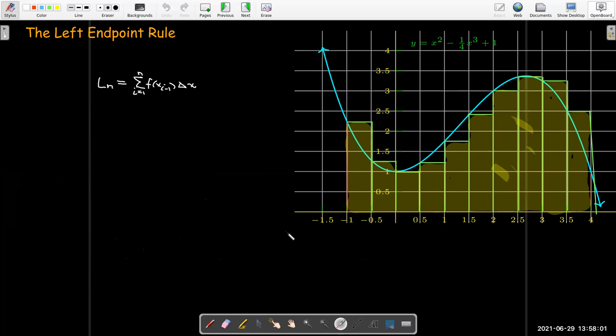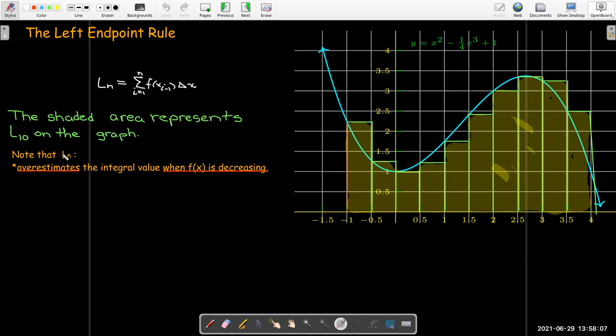Now, notice a few things about the left endpoint rule. Here our shaded area represents L sub 10. Note that the left endpoint rule overestimates the integral value when f of x is decreasing. So between, say, negative 1 and 0, or from 3 to 4, you can see that the rectangles contain area outside of the area that I'm looking for. Over here is the same way. However, if the function is increasing, the rectangles are all below the curve, and so I get an underestimation.